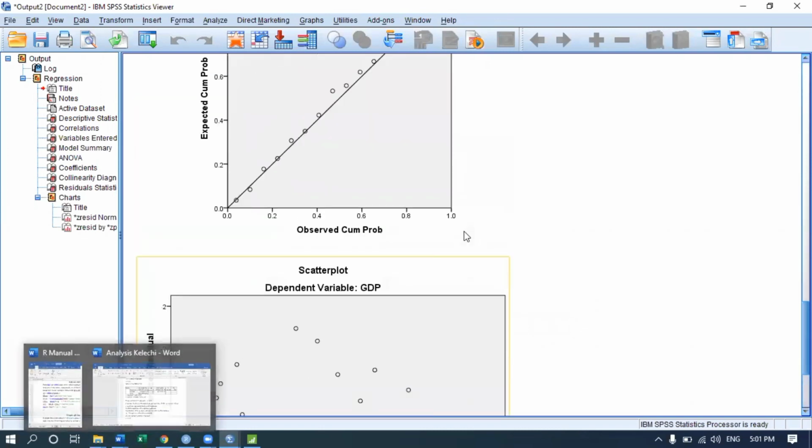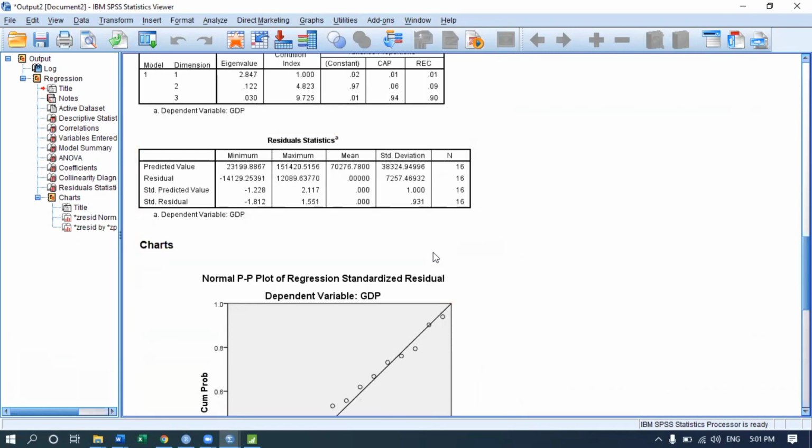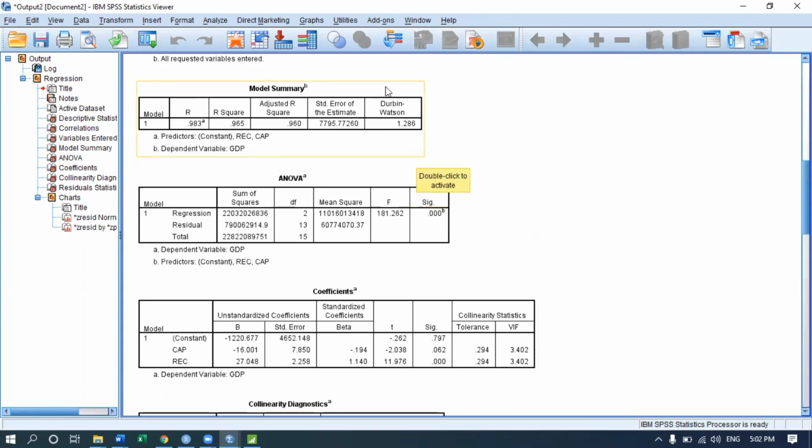I've interpreted two assumptions now. Remember, I told you, you have to interpret all the assumptions first before you start the main analysis. The assumptions are not the main analysis, but they are very important because without them, you can't do the regression analysis. So look at VIF. The VIF is 3.4, which is less than 10. We're not using tolerance for this class. So VIF less than 10 means that there is no multicollinearity. Then the Durbin-Watson.